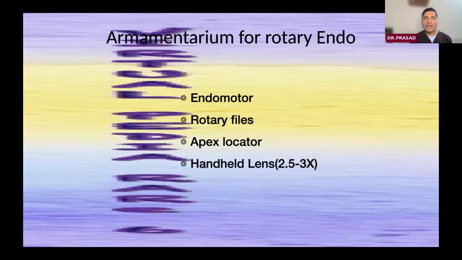Now I'll come to the armamentarium for rotary endodontics. You require endomotor, you require rotary files, any rotary file systems, then you require apex locator, and you also require a handheld lens, the common lens which you use, and it should be minimum 2.5 to 3x lens.